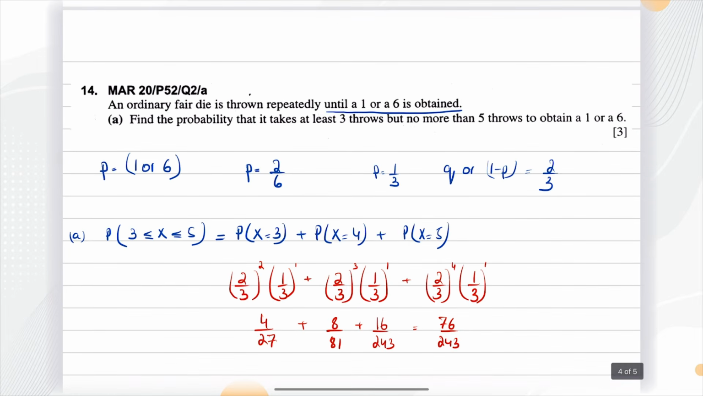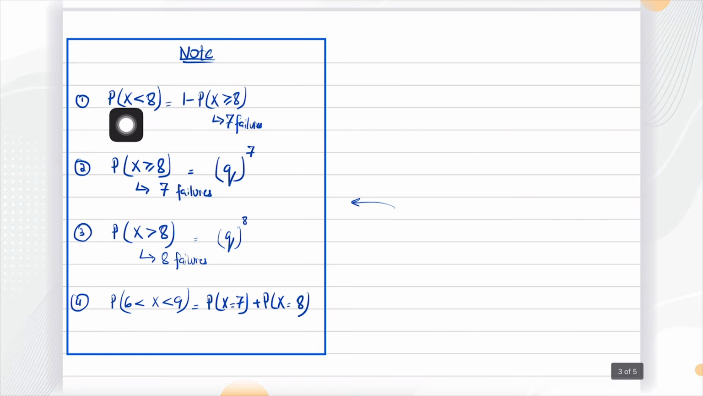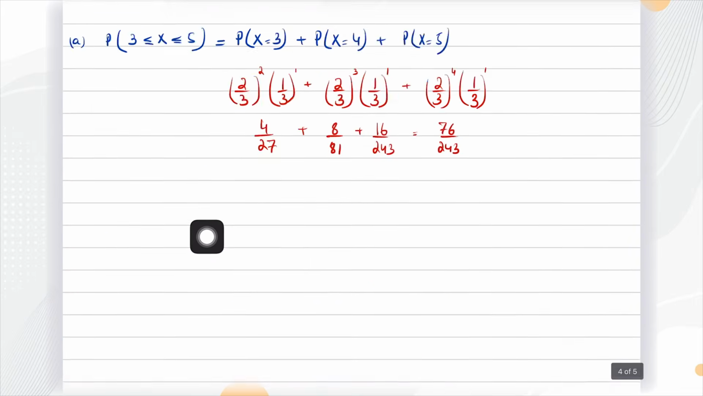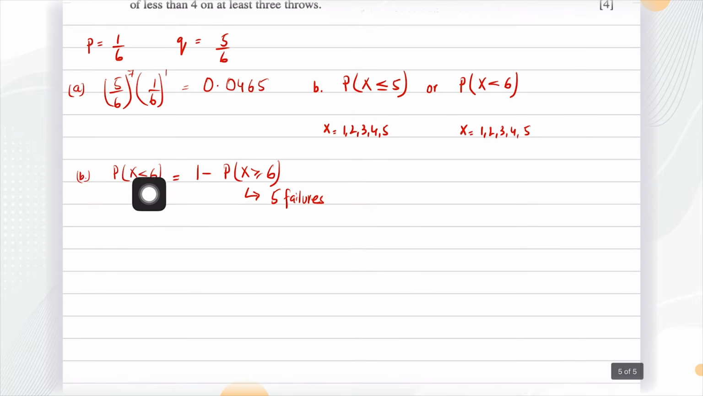Okay, so here's what we have done. Probability that x is less than 8 is equal to 1 minus the probability that x is greater than or equal to 8, which means 7 failures. So here, probability of x is less than 6 means 1 minus the probability of x being greater than or equal to 6, which means that we would have the first 5 failures. And what is the probability of failing? 5 upon 6 and raise it to the power of 5, because we are talking about first 5 failures.